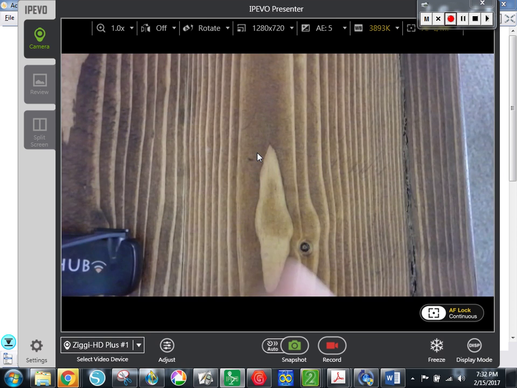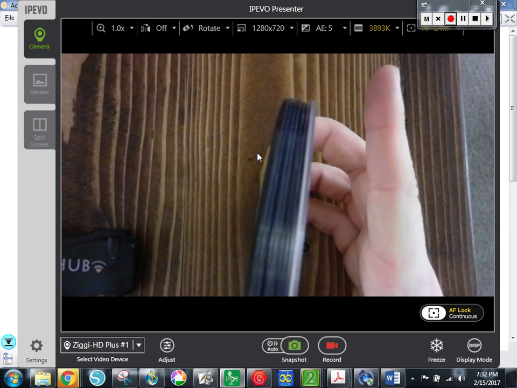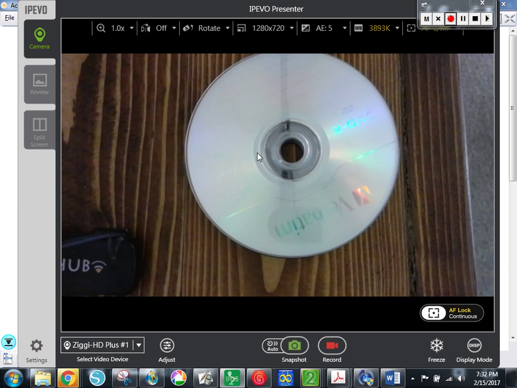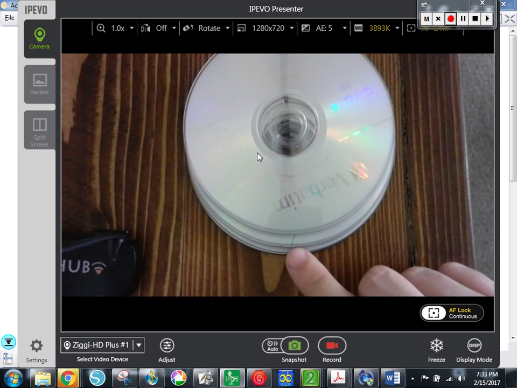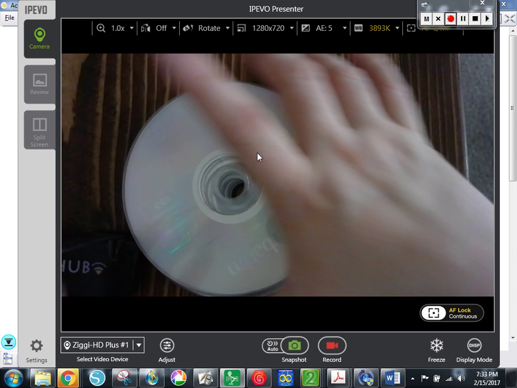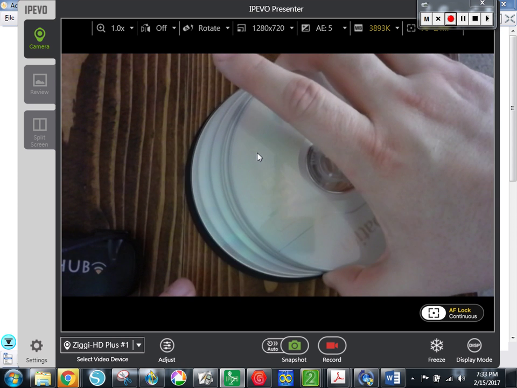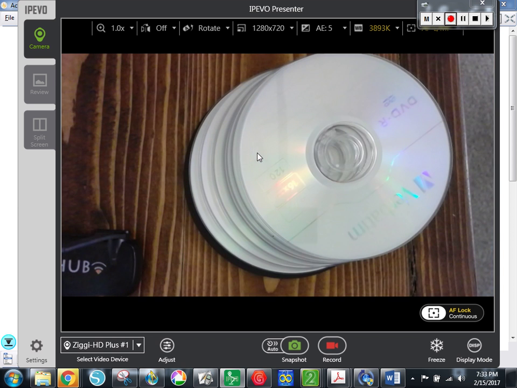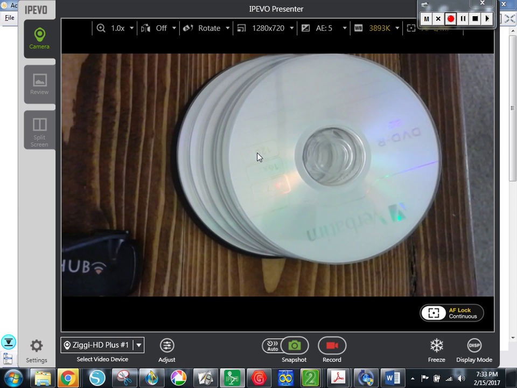This would be considered a cylinder because it's got some width. It's got a circle base. Now, if I take these CDs and shift them, I don't have many CDs, and I don't want to scratch them. If I shift them that way a little bit, is it the same height as before?